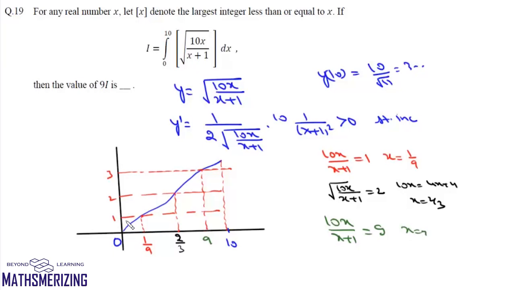Now we know that in between any two lines, the greatest integer function comes to the bottom line. So here it will be 0. Here it will be 1. Here it will take the value 2. And in between 9 and 10, it will take the value 3. Now this integral is nothing but this area.